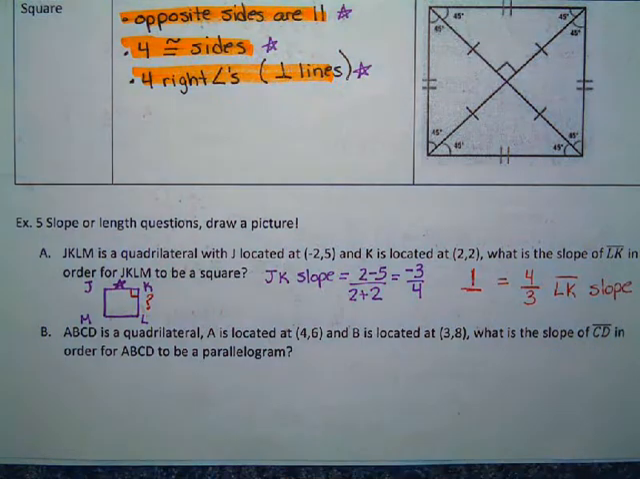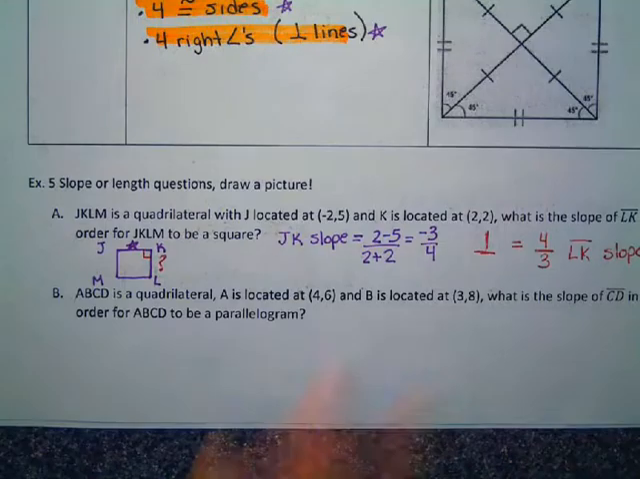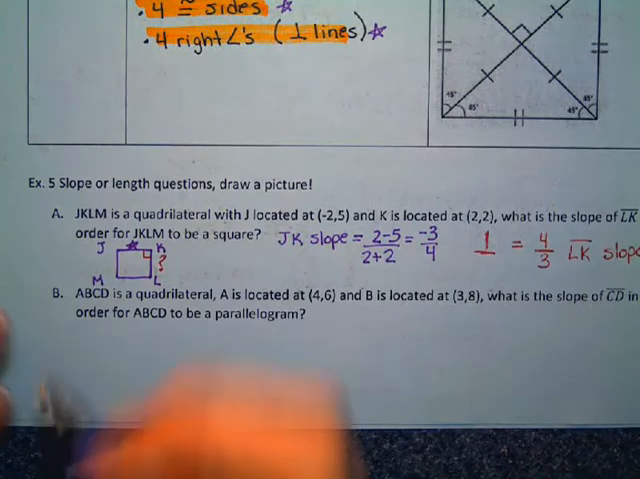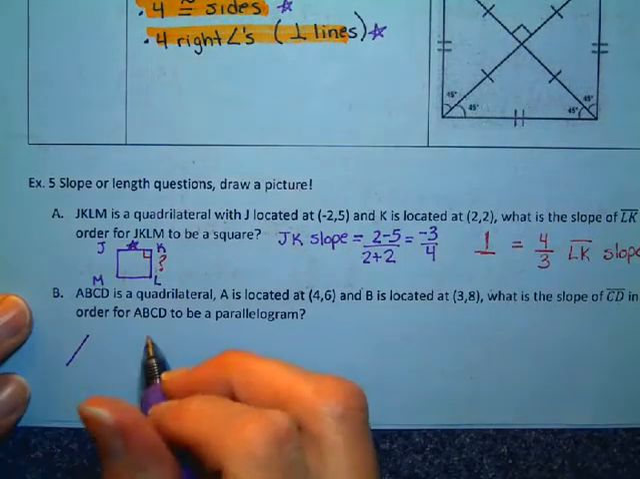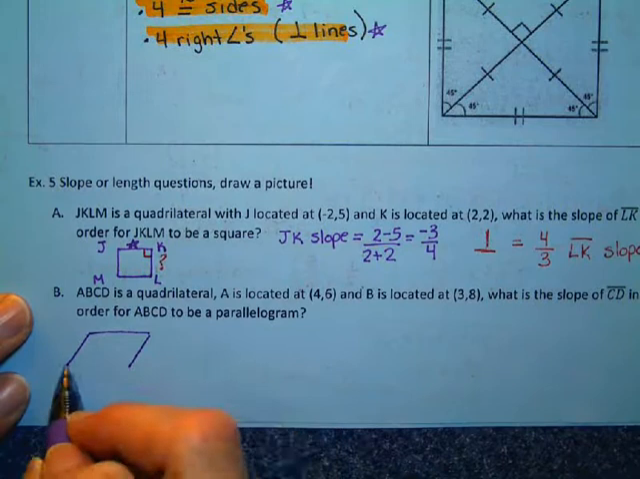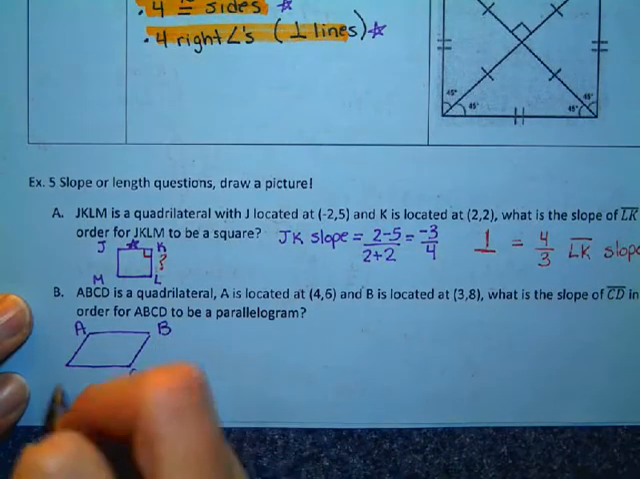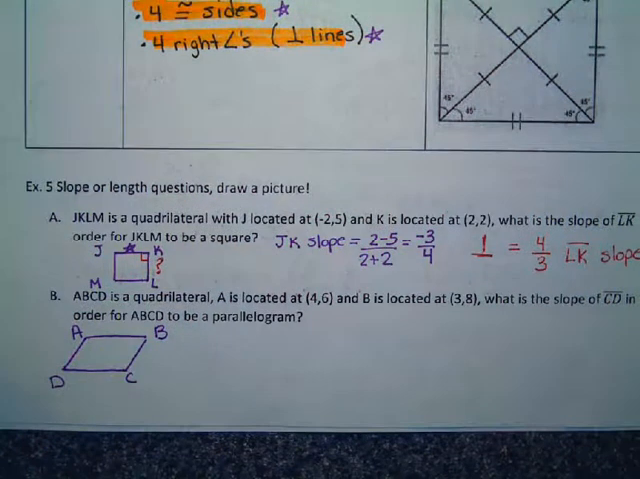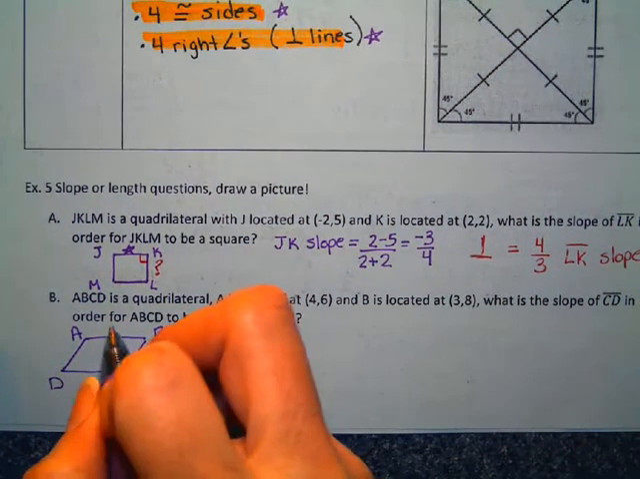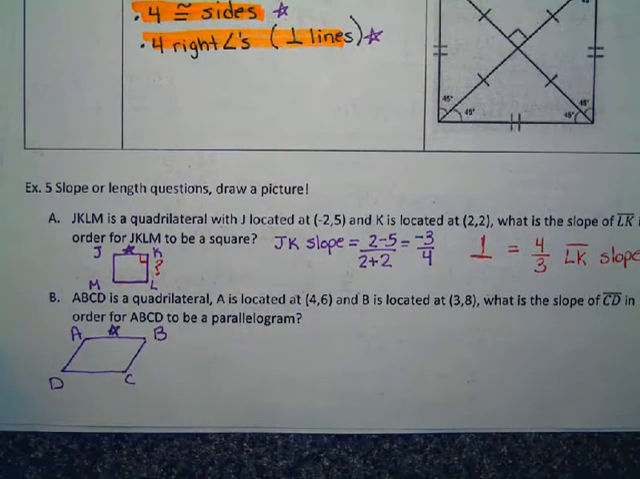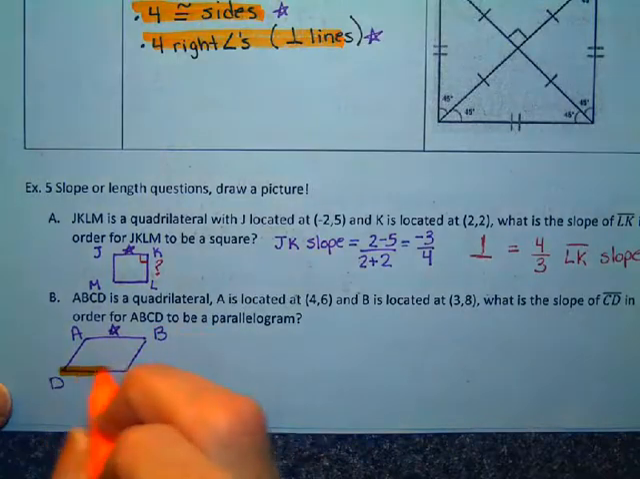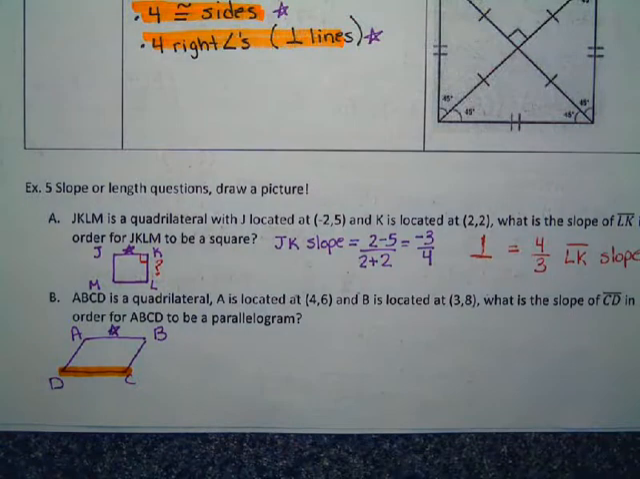Alright, we're going to draw this picture. This one says, what if it's a parallelogram? So let's draw a parallelogram. We'll put some letters A, B, C, D. We are given A and B, so I'm going to put a little star here. What is the slope of CD? So what does this slope have to do in order to make this a parallelogram? So what do you know about these two lines? Well, those two lines have to be parallel.